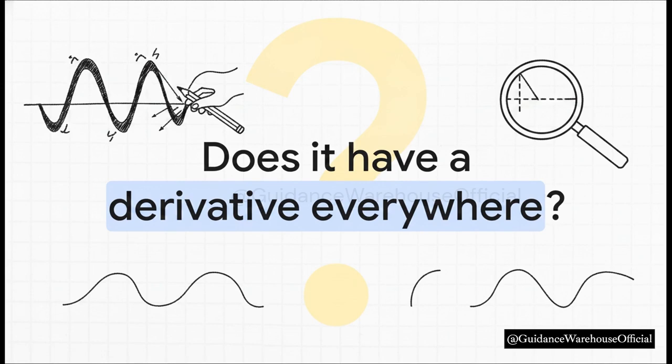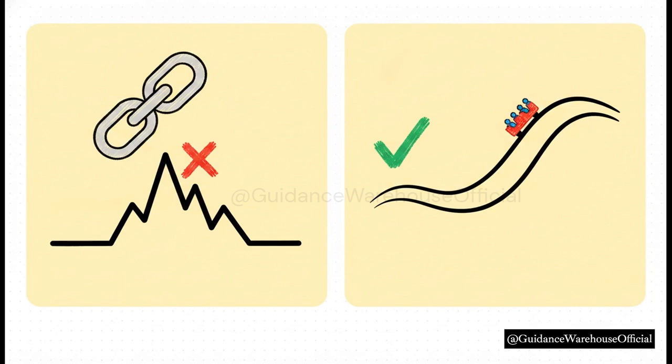But first, here's a classic student question that pops up all the time. Wait a minute, if a line is connected, like if I can draw the entire graph without lifting my pencil, doesn't it naturally have a slope and therefore a derivative everywhere? The answer to that is a hard no, and this brilliantly illustrates a major mathematical rule.